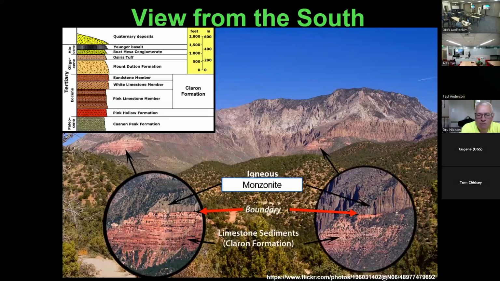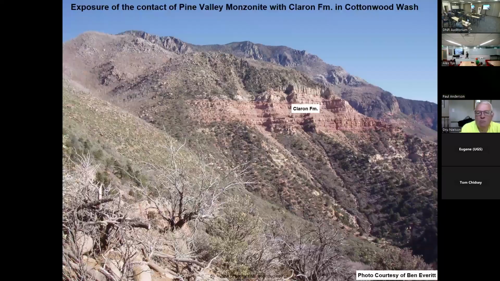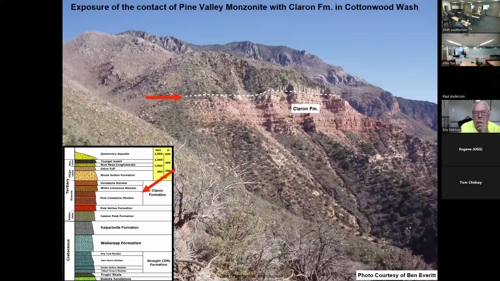So here's another look at the contact between the Claron and the monzonite sitting right here. That's right. I think Ben would agree that it's close to the top of the pink limestone member. This is one of Ben's photographs. So he went up there and took some photographs and brought them back for me. I was very, very appreciative. You guys all know Ben Everett? Yeah. Great geologist. So here's the contact. Right at the top of the Claron.